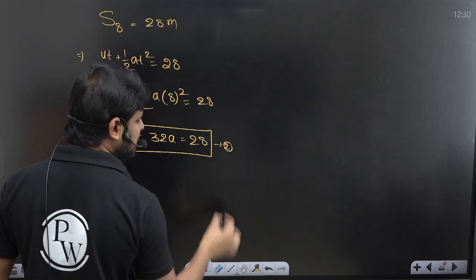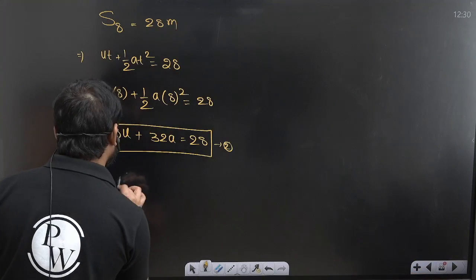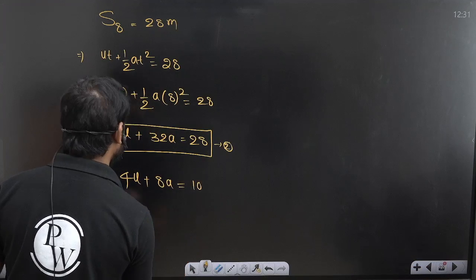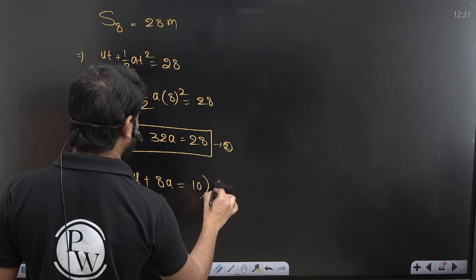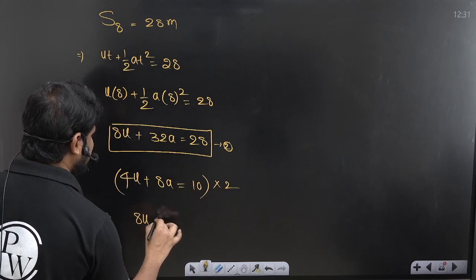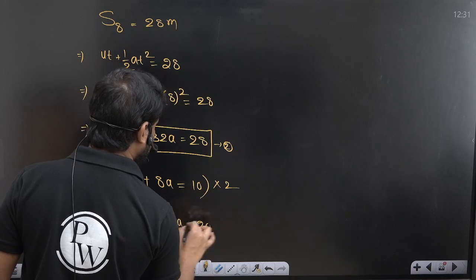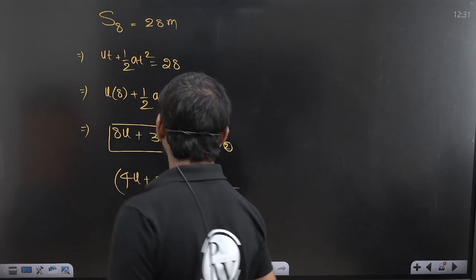So what's the equation number 1 we got? 4u plus 8a is equal to 10. Now what I am doing is, let's multiply this whole equation by 2 on either side, so that we get 8u plus 16a is equal to 20. Let it be equation number 3.